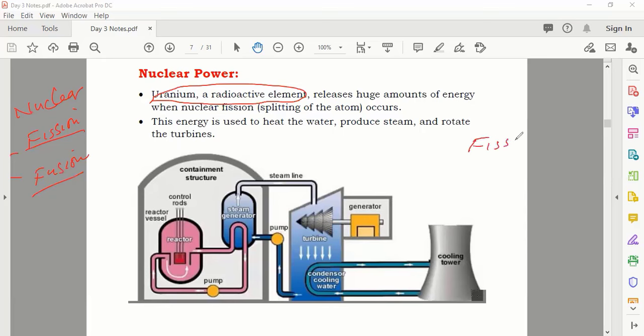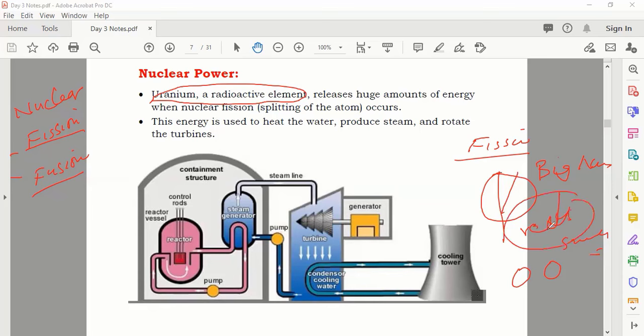Fission means a big nucleus will break down into smaller nuclei. It can be two or more than two. When it breaks down, it releases a lot of energy. And that energy is used to heat things or get other sources.